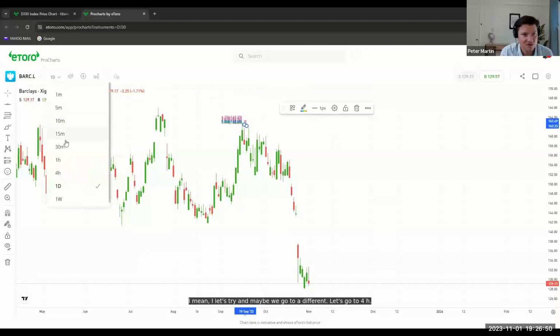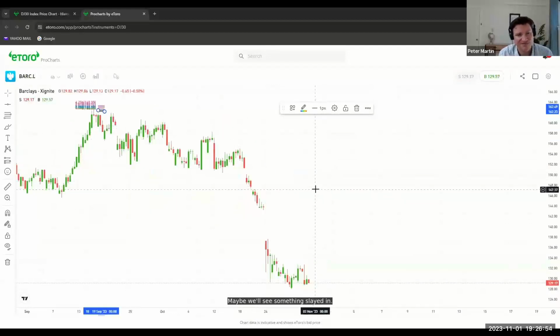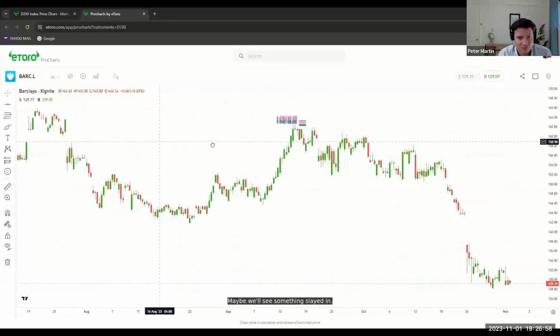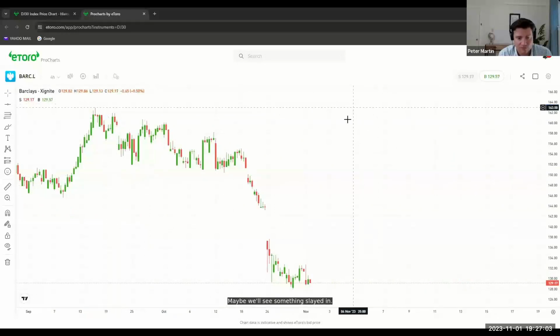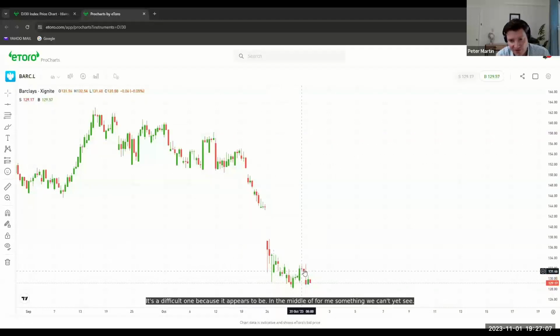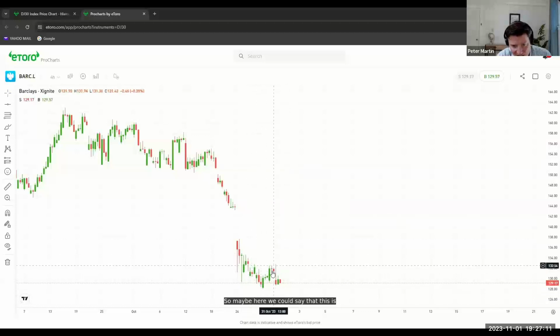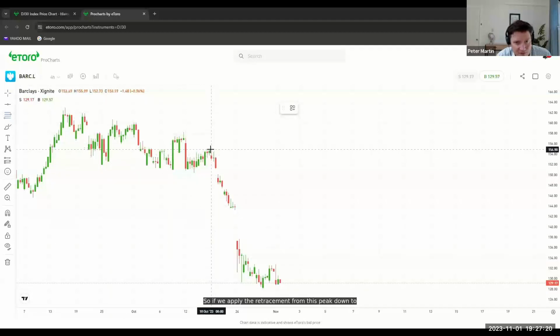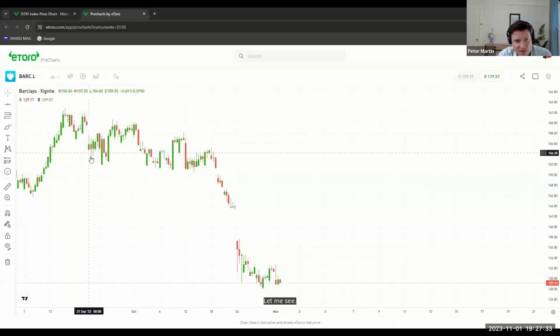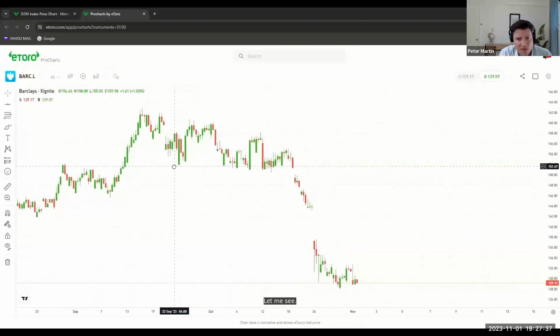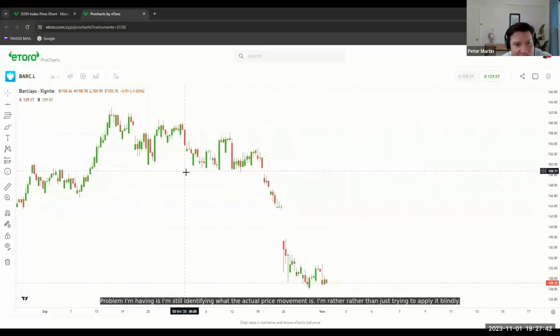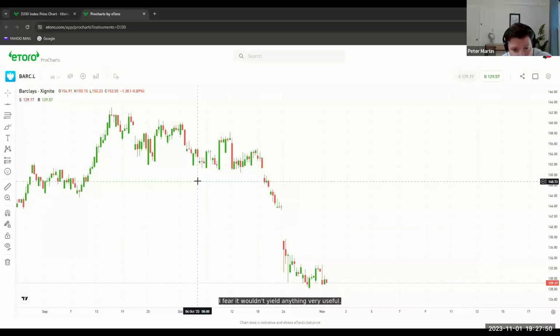I mean, let's try. Maybe if we go to a different, let's go to 4 hour. Maybe we'll see something slightly different. It's a difficult one because it appears to be in the middle of forming something and we can't yet see. So I mean, maybe here we could say that this is our first. So if we apply the retracement from this peak down to where's this coming? The problem I'm having is I'm still identifying what the actual price movement is, so that rather than just trying to apply it blindly, I fear it wouldn't yield anything very useful.